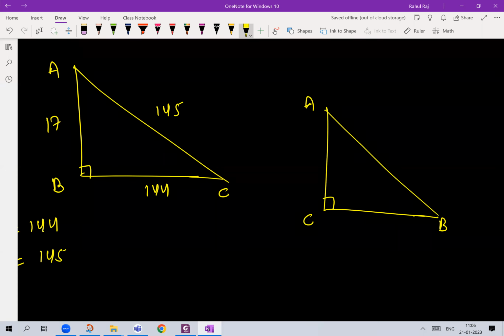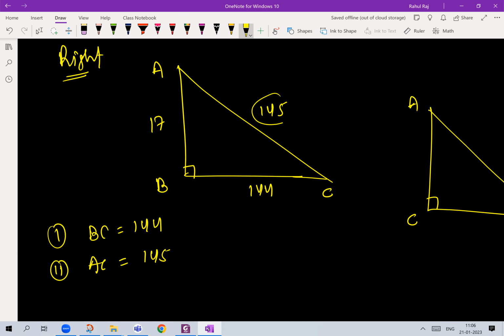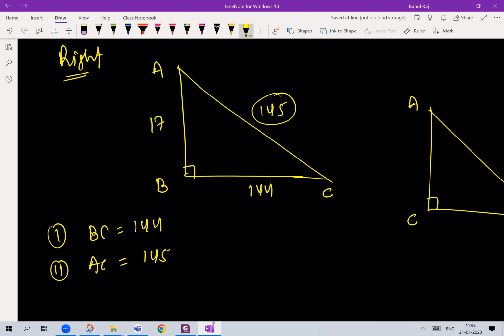So please understand, we are trying to prove whether it's a right angle triangle or not. You have to ensure that you mark your triangle in such a way where the highest side is 145. So AC is 145. The hypotenuse is the longest side of a right angle triangle. So I have to draw a triangle in such a way where my hypotenuse is 145. So the triangle will be drawn in this way itself.